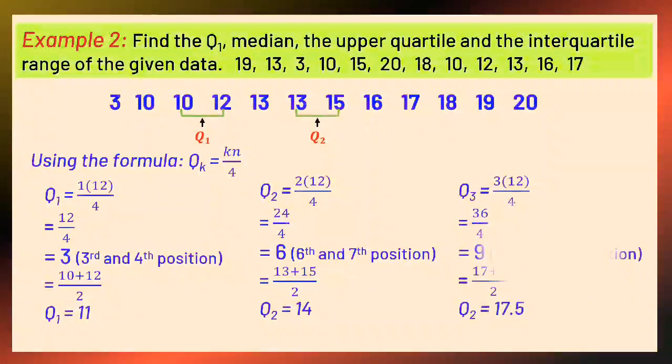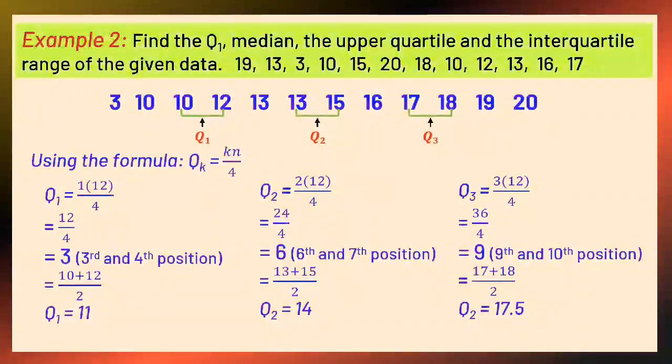Last but not the least is the value of the upper quartile, or quartile 3. So we have 3 times 12 divided by 4. 3 times 12 is equal to 36 divided by 4. That is equal to 9. Since it is a whole number, just like in quartile 1 and quartile 2, we are going to get the average of these two positions, which is the 9th and the 10th position. So we have 17 plus 18 divided by 2. The value of quartile 3 is equal to 17.5.